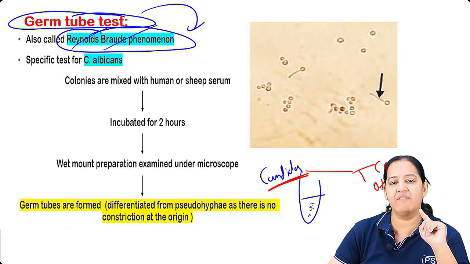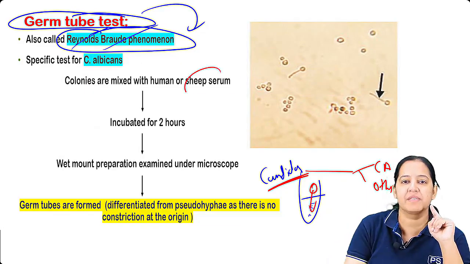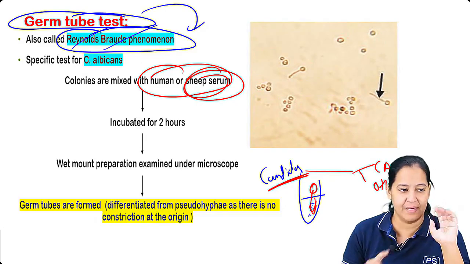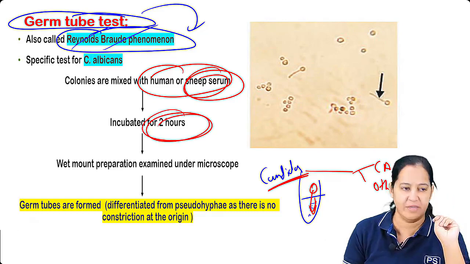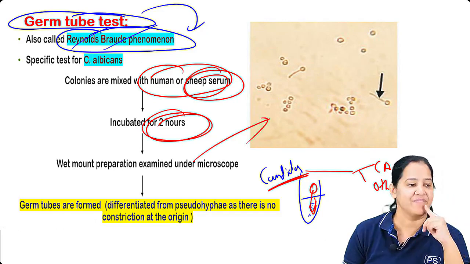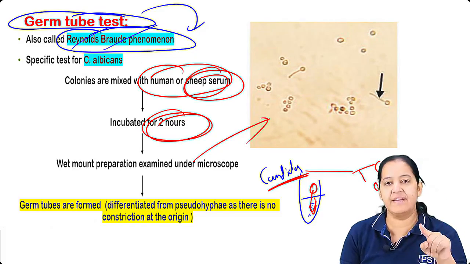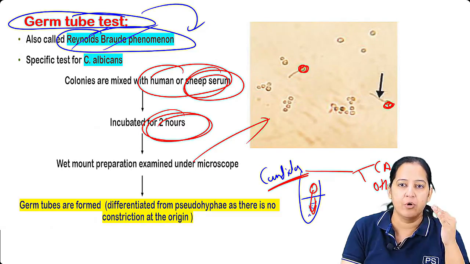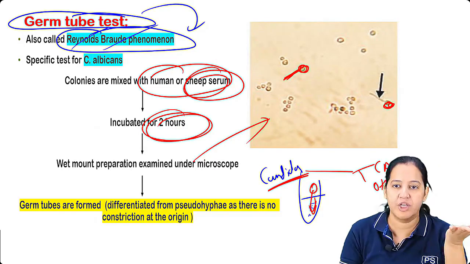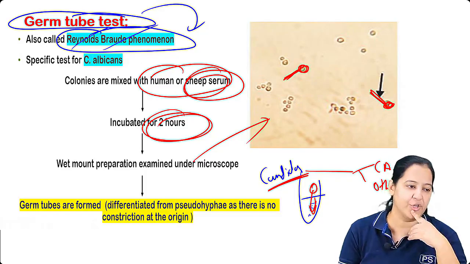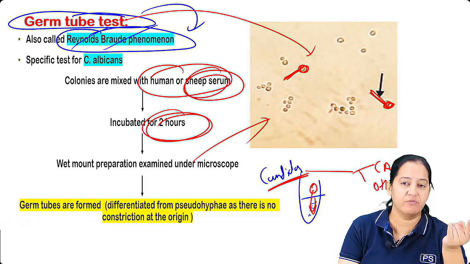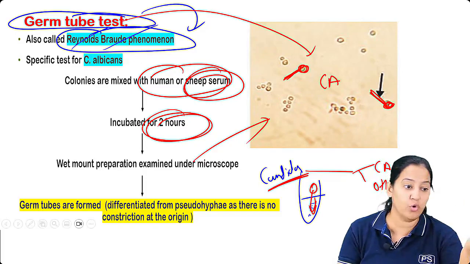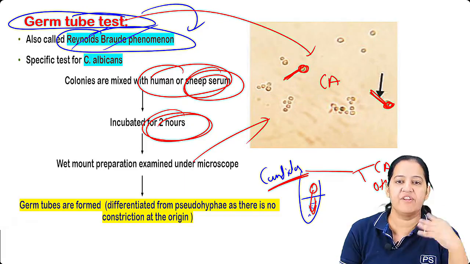So what I will do, I will mix sheep serum or human serum in the specimen and incubate it for 2 hours. After that, I will make a smear. If it is Candida albicans, in the presence of human or sheep serum, tubes will erupt out. These are known as germ tubes. No other Candida has them. If the tubes are coming after 2 hours, it is Candida albicans. If not, it is some other Candida. We don't know which one, but it is not Candida albicans. This is how we differentiate Candida albicans from others.